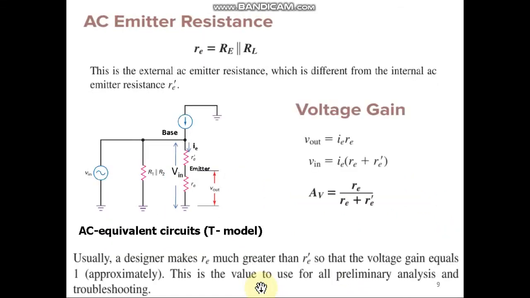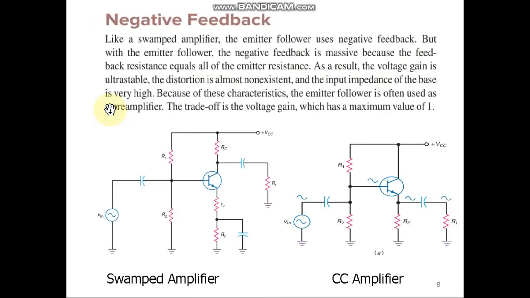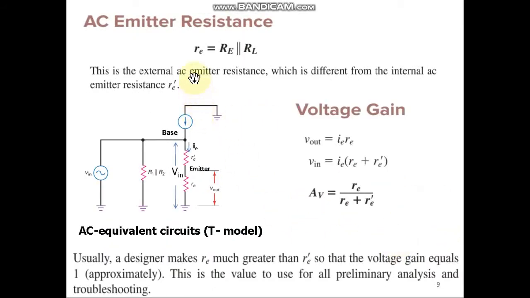The next is AC emitter resistance. The AC emitter resistance, small re, is the combination of RE parallel RL. This is the external AC emitter resistance, which is different from the internal emitter resistance re dash. So if you recall the circuit for the CC amplifier, then this RE and this RL, the parallel combination of this RE and RL, is called the AC emitter resistance. Small re is equal to RE parallel RL.